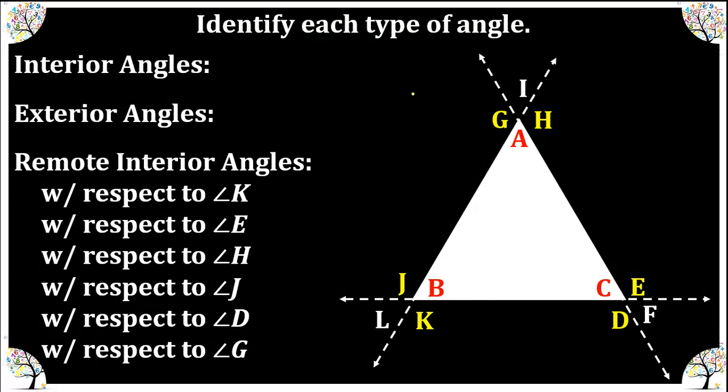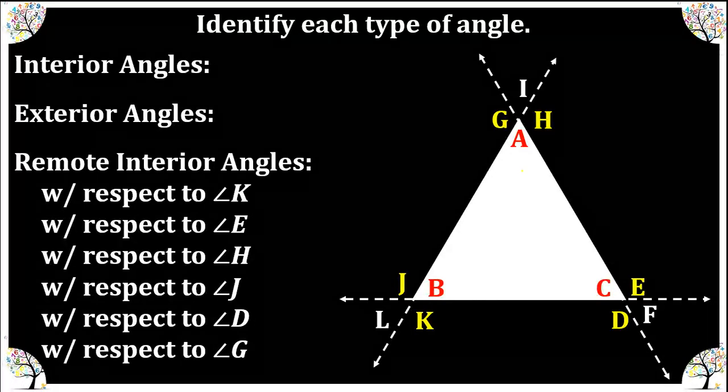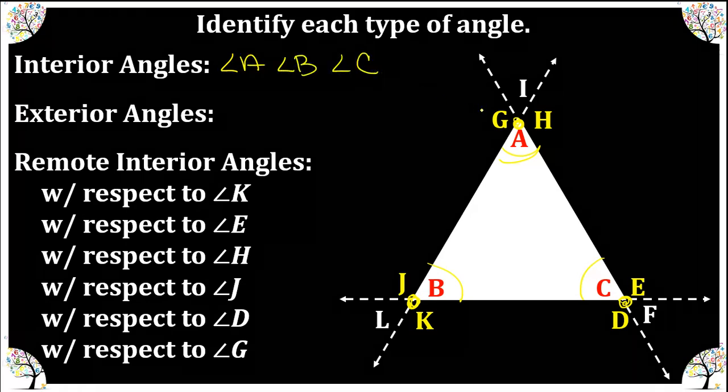Now in our diagram, let's extend each side of the triangle. We have created many angles. You can see at each vertex of the triangle that we have a total of 4 angles. We know the inside angles are interior. Now let's take a look at the 3 angles at each vertex. Here we have angle G, I, and H.